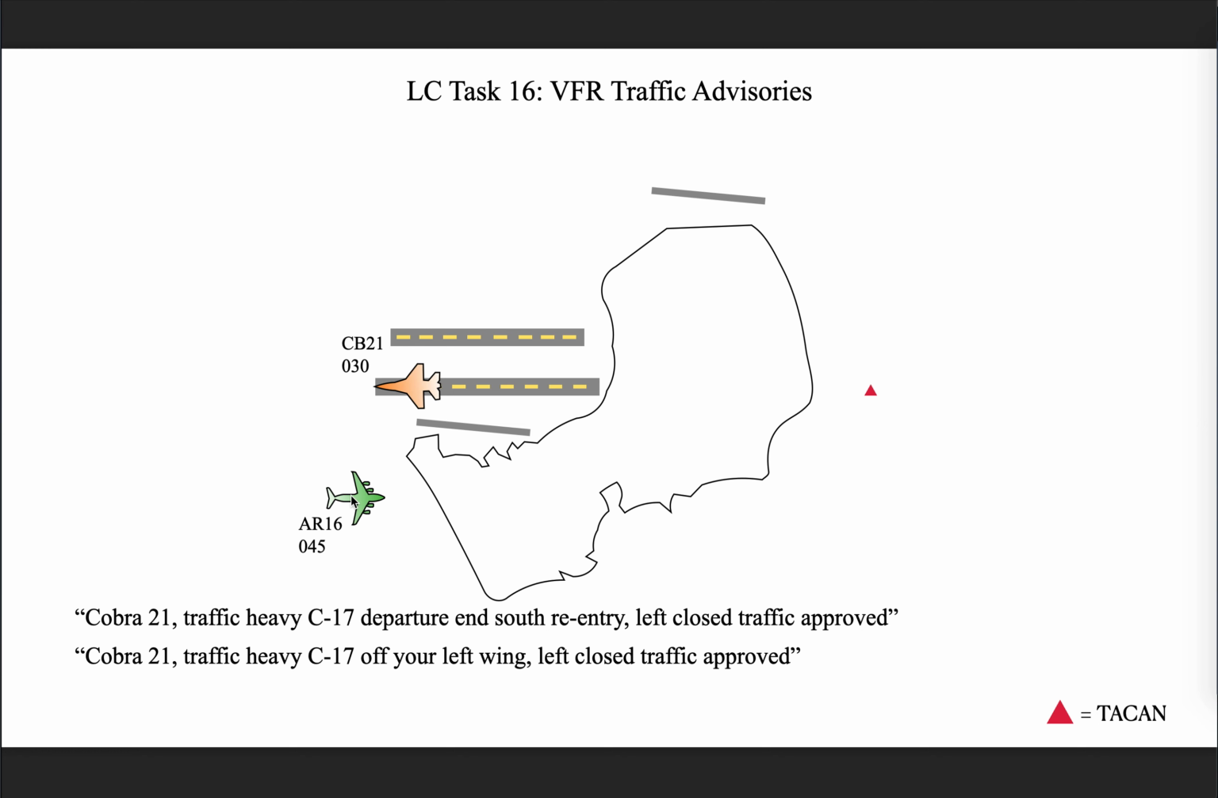Sometimes aircraft may be lower than this, but they're transitioning to the south reentry from the southwest, and so it may be in his line of view, especially being a bigger aircraft. They appear to be larger or closer than they actually are.